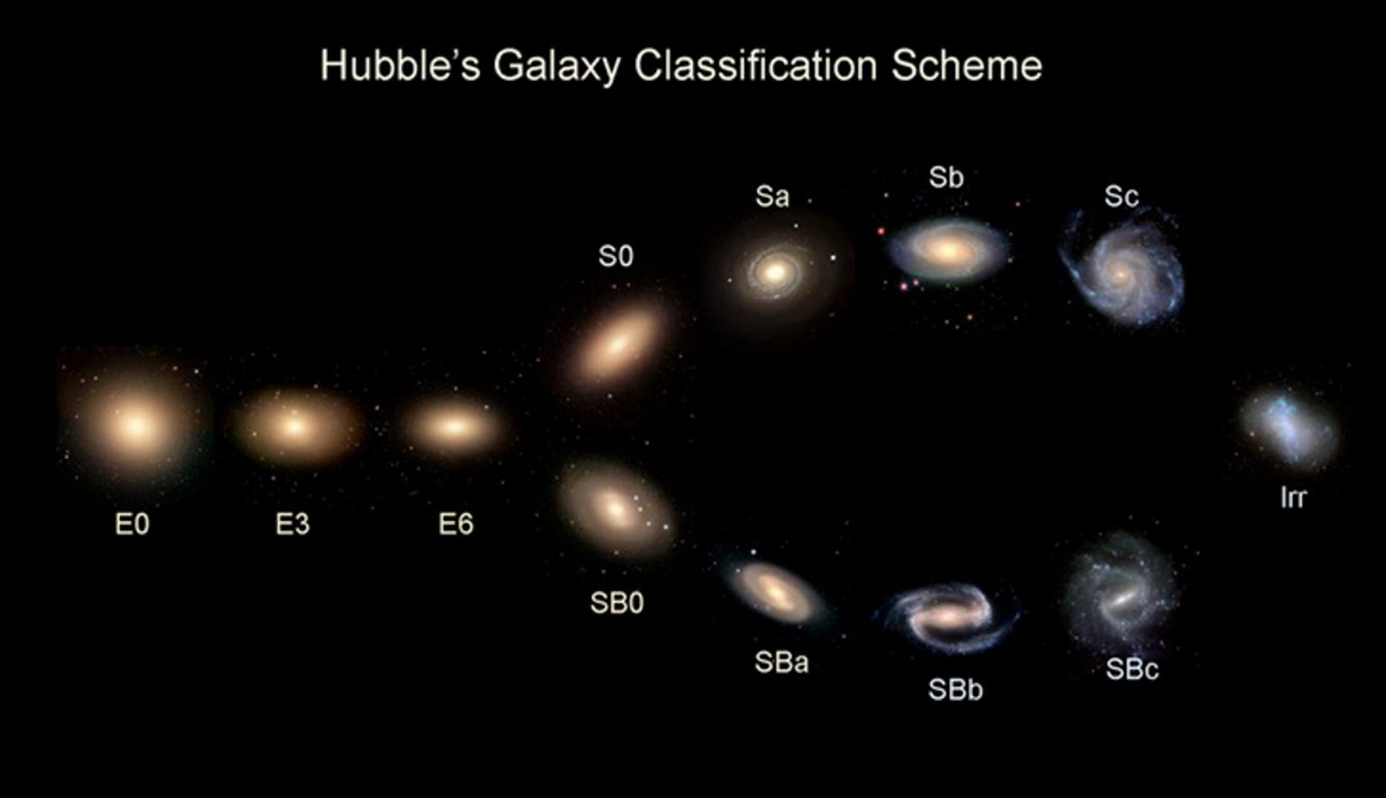Now we get to the spiral galaxies with the presence of arms, classified as SA through SC. The S stands for spiral, and the letters A, B, C indicate the tightness of the spiral arms and the size of the central bulge. In the bottom row, the SB prefix indicates the presence of a bar. These galaxies have a central bar-shaped structure made of stars with spiral arms originating from the ends of the bar.